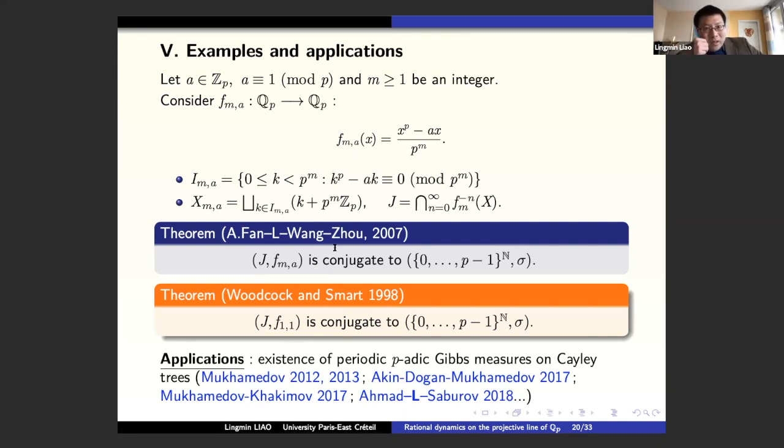This is the Betti mapping. If you have a subsystem which conjugates to some subsystem of finite type, then you can find many periodic orbits. And in this case, one periodic orbit corresponds to one periodic p-adic Gibbs measure. That means if you have this kind of subsystem, you can prove there are many p-adic Gibbs measures.